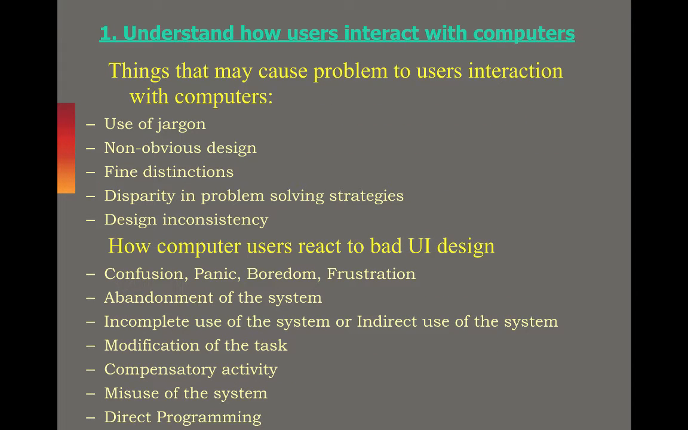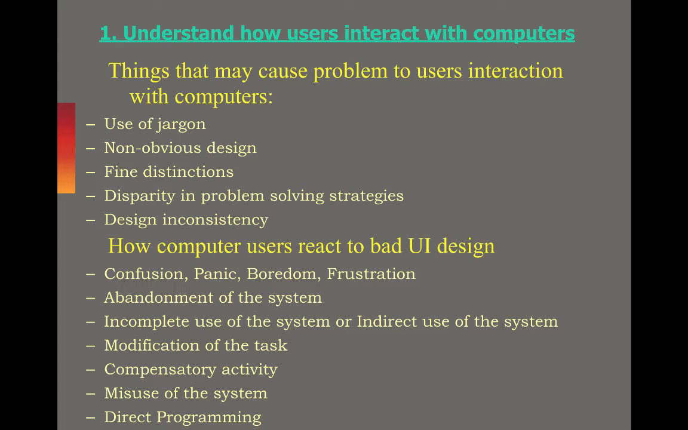So when users interact with computers, there are a number of issues which may cause problems, right? So, for instance, if jargon is used, if the design is non-obvious, when certain distinctions are too fine, so that it's hard for the users to differentiate between, for example, different buttons, right? So one button says go, another button says proceed, and there are different buttons, and it can be confusing to the user. Right? What's the difference between go and proceed, for instance?